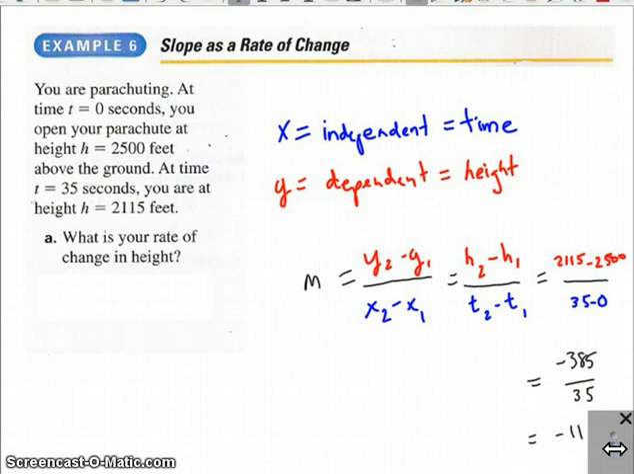Negative 11 what, though? My rate of change is negative 11 something. Oh, now I have to remind myself, that's right. These were in feet, and these were in seconds. So I've got negative 11 feet per second. My rate of change in this story is negative 11 feet per second.